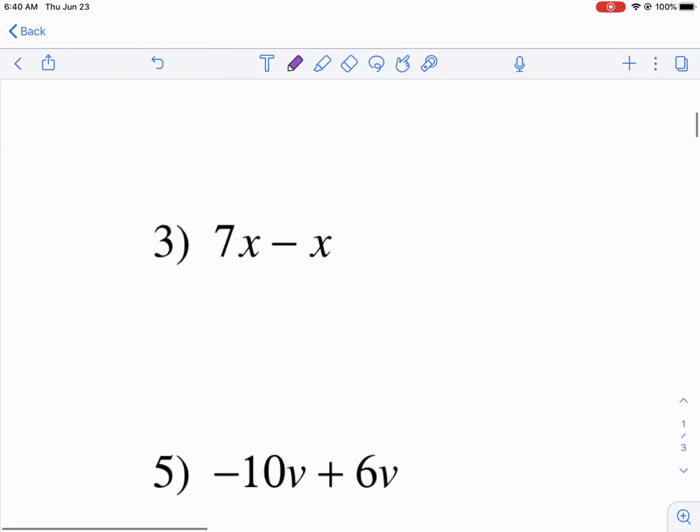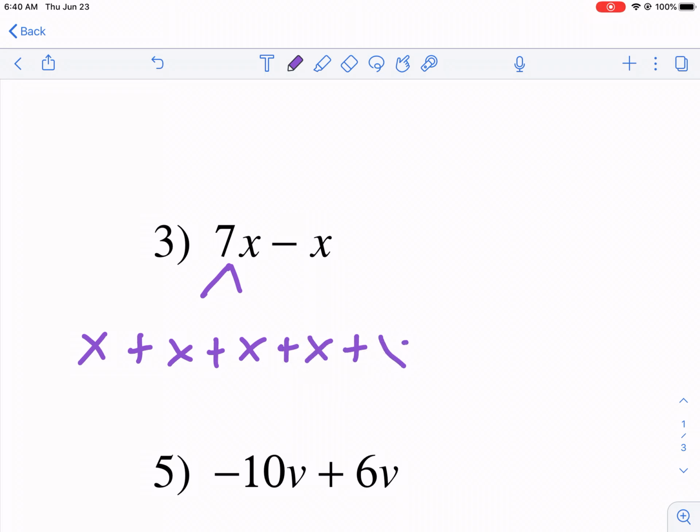So actually going to start with number 3 here. Here we have 7x minus x. Now the first thing I want to do is show you that we can expand this 7x into x plus x plus x plus x, and we're going to do this 7 times, okay? A number added to itself 7 times would be the same thing as 7 times whatever that number is.